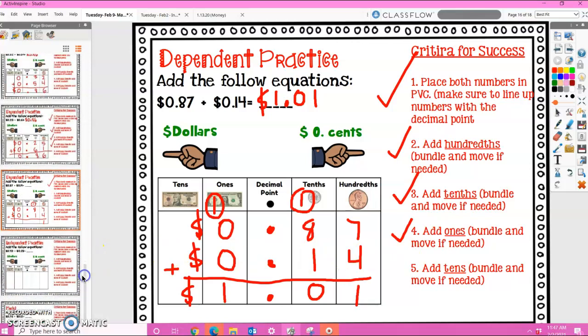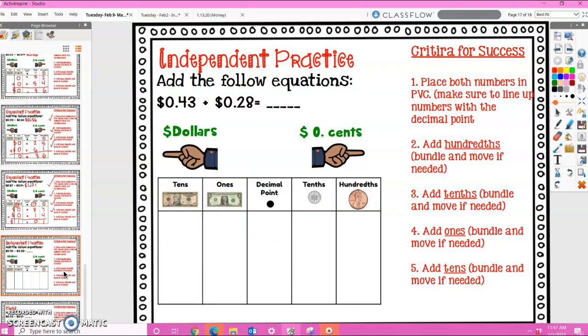Now, I want you to try one all on your own. So I want you to pause the video, and I want you to try this all on your own. Okay, I'm going to give you a few seconds to pause the video. All right, 0.43 or 43 cents plus 28 cents. Let's try it together. Now that you should have paused the video and had some time to do it yourself.